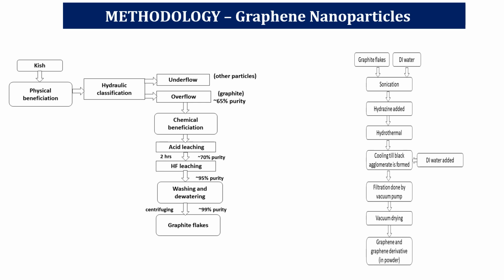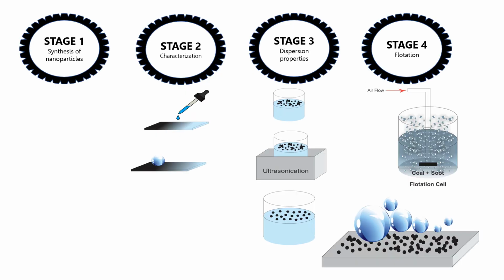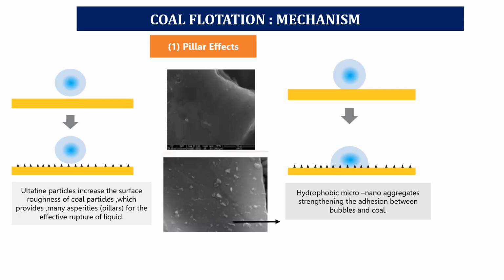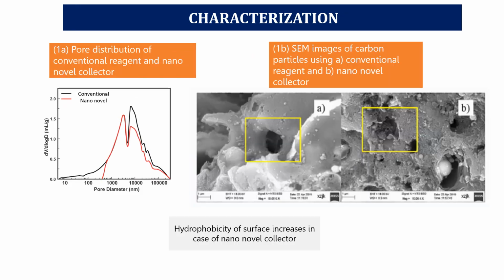And as we can see in the methodology, as per literature, this is the way the beneficiation is done. So after the synthesis of nanoparticles, we can go with the characterization, then the dispersion properties, and then the flotation properties. Then coal flotation has some mechanisms like the pillar effect. Then there is a characterization of these carbon particles, like how carbon particles react with this coal.